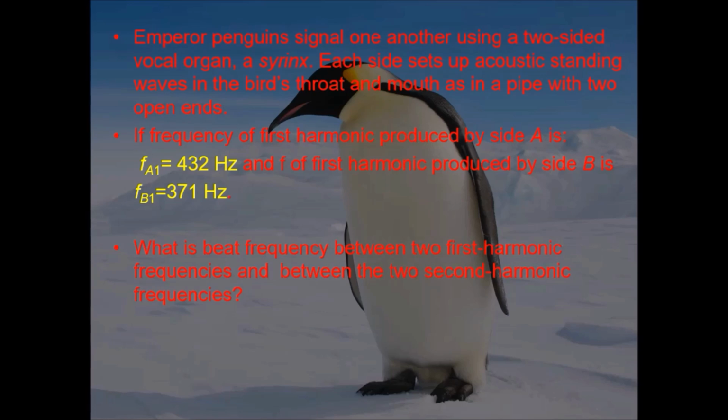So if the frequency of the first harmonic produced by side A is FA1 equals 432 Hertz, so 432 cycles per second, and the frequency of the first harmonic produced by side B is 371 Hertz, what is the beat frequency between the two first harmonic frequencies and between the two second harmonic frequencies?